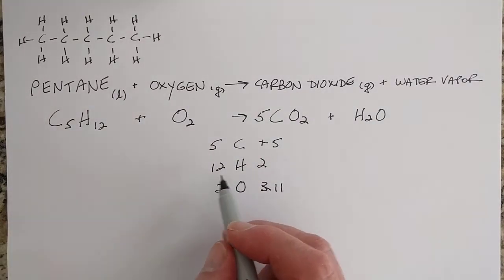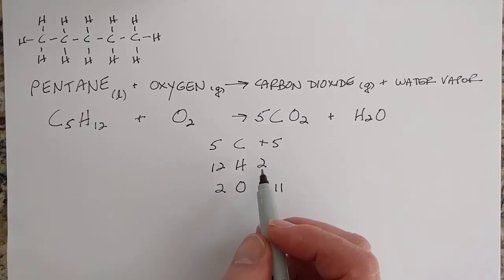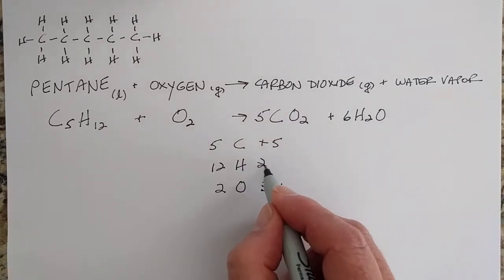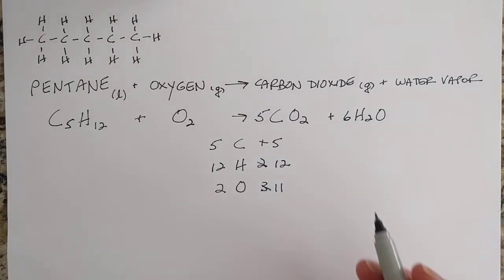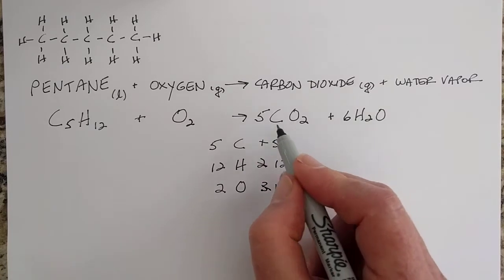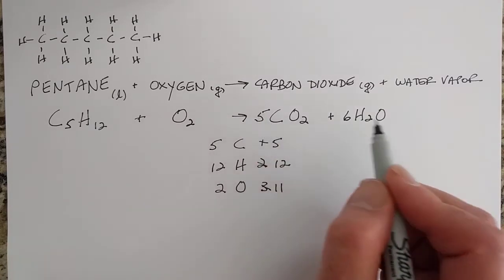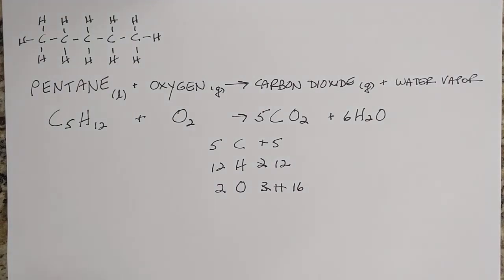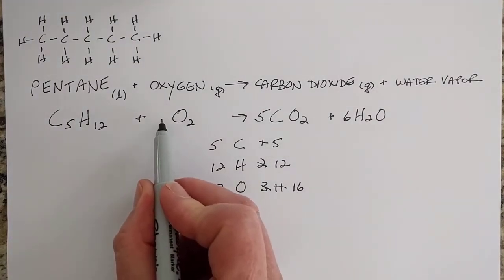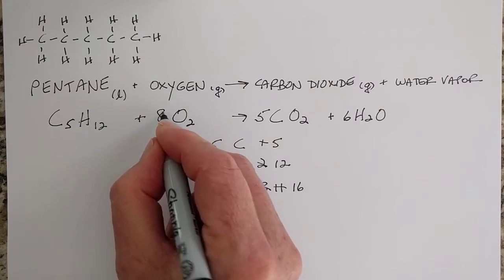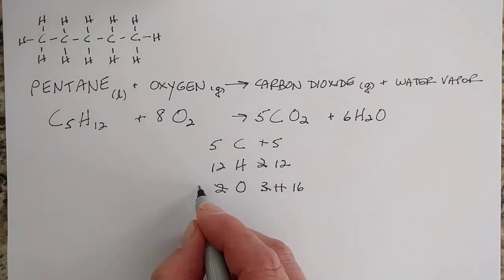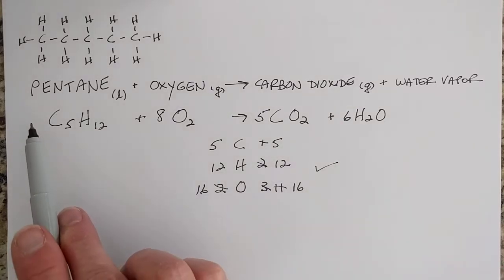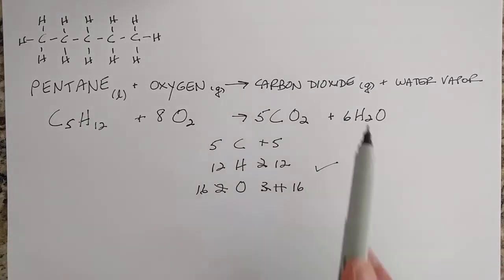Okay, we're always going to do hydrogen next. We need to get 12. So if we put a 6 in front, then 6 times 2 gives us our 12 hydrogens. And then for our oxygen count, 5 times 2 is 10, plus 6 is 16 oxygens. So now we need 16 on this side. So put in an 8, because 8 times 2 is 16. 5, 12, 16. Our ratio 1 to 8 to 5 to 6.